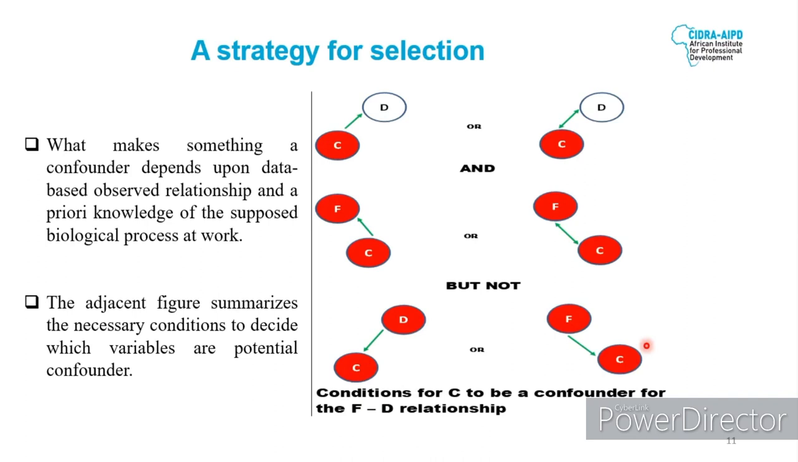Therefore, to be considered a confounder, where D is the disease status, F is the risk factor, and C is the confounder, either C should cause D or it should have a non-causal relationship, and C should cause F or have a non-causal relationship with F. However, C should not be a consequence of D or a consequence of F in any manner.